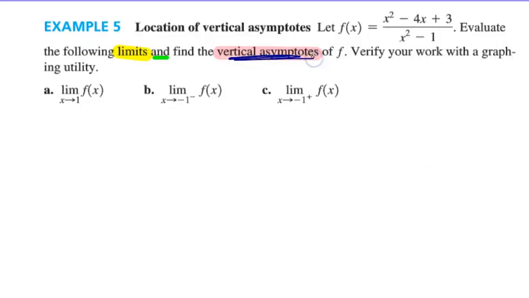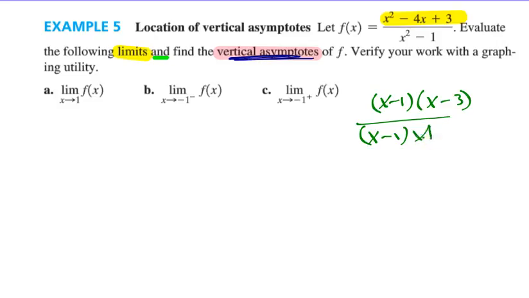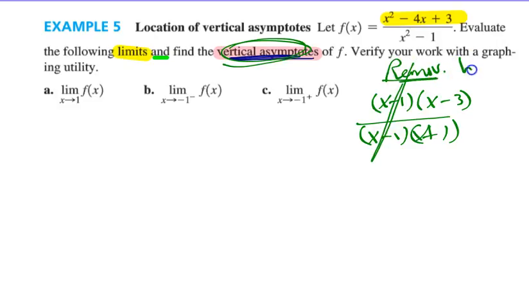Vertical asymptotes come from the denominator, but only if nothing cancels. If something cancels, it's called a removable. So for example, if you were to factor this numerator, you would get x minus 1, x minus 3. So if they ask for vertical asymptotes, you might think that it's a 1 and a negative 1, but this is actually called a removable. It causes a hole in the function. I'll show you an image of that.